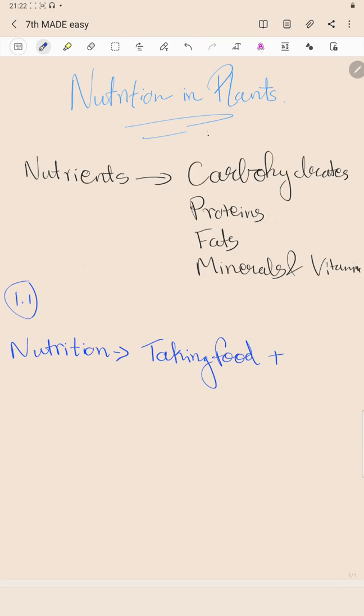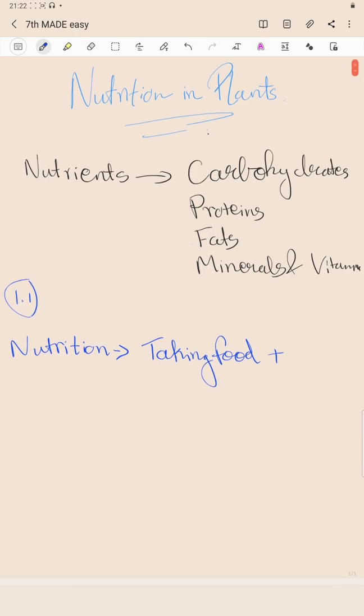It includes two components, as in an organism has to take food plus it has to utilize it in the body. So these two make up what is known as nutrition. So taking food and utilization by the body. Okay, so that is nutrition.